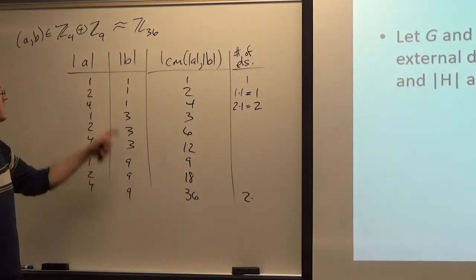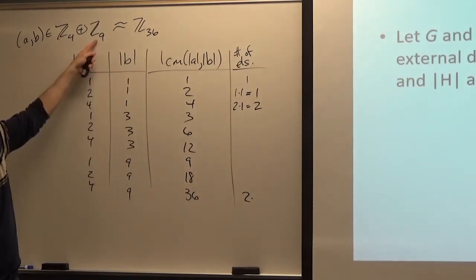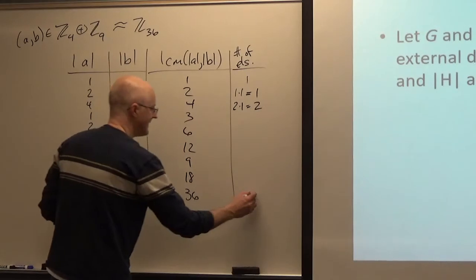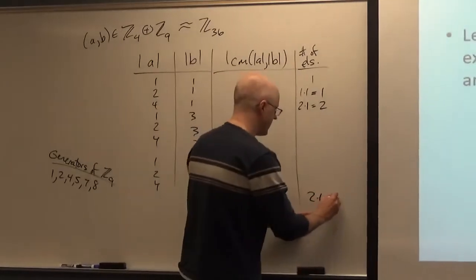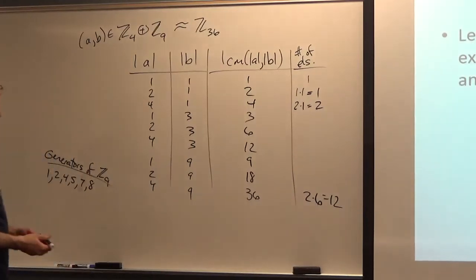How many elements of order 9 would be in Z9? 6. Yeah. Generators of Z9 are going to be 1, 2, 4, 5, 7, and 8. These are the generators of Z9. There's 6 of them. Euler phi of 9 is 6. So altogether you have 2 times 6 or 12 elements of order 36 in this.